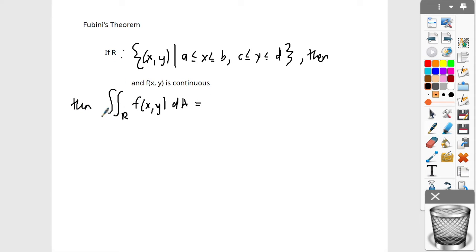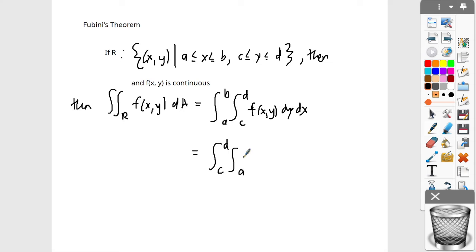the double integral over the region R of f of x, y, dA is equal to the integral from a to b of the integral from c to d of f of x, y, dy dx. And that is also equal to the integral from c to d of the integral from a to b of f of x, y, dx dy. So how do you read this?